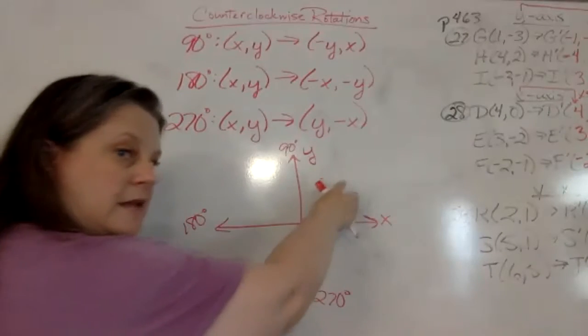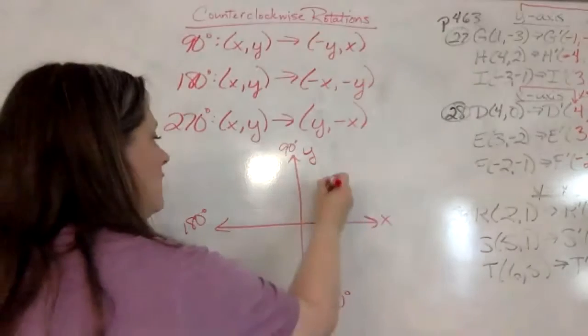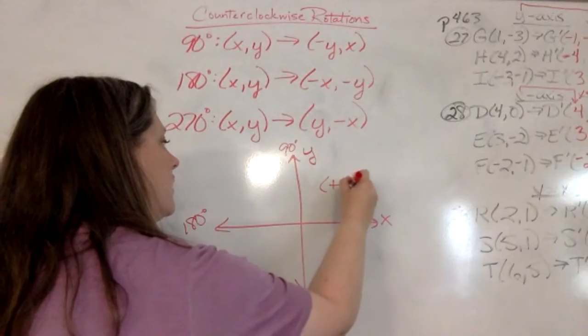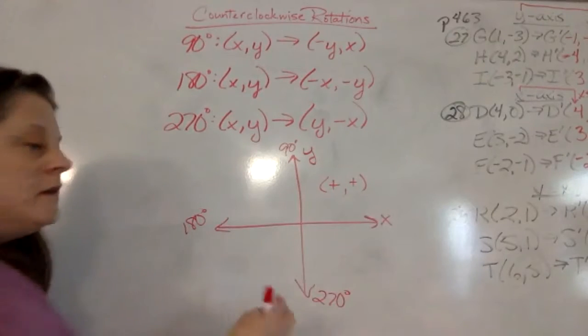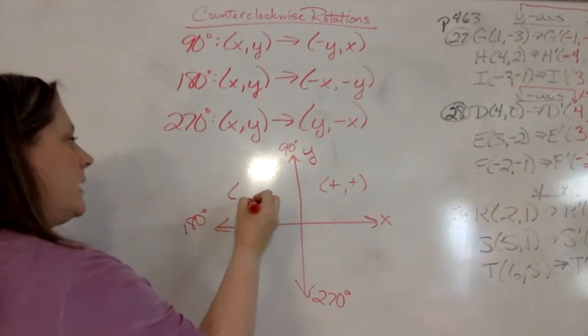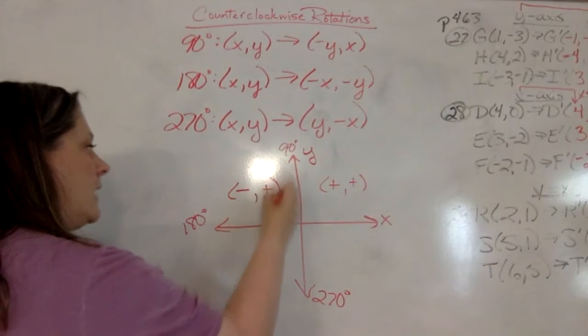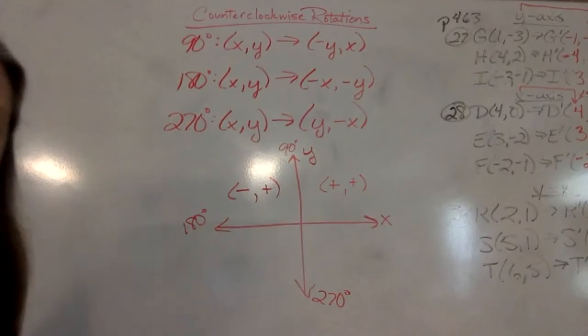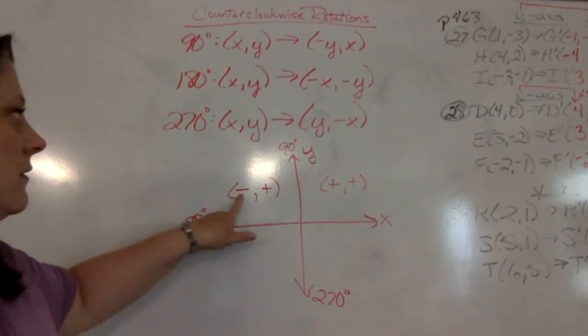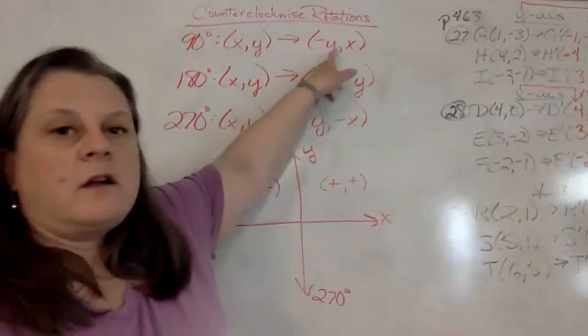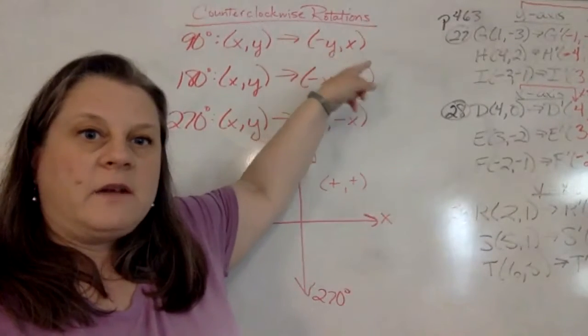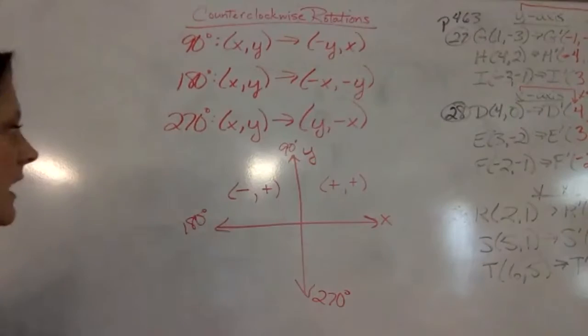Yes? X and Y's are positive? When I have an ordered pair here, they're both positive, right? On this one, the first number is a negative and the second one is a positive, okay? Is that kind of the signs that we have here in our rule? We have a negative and a positive, okay?